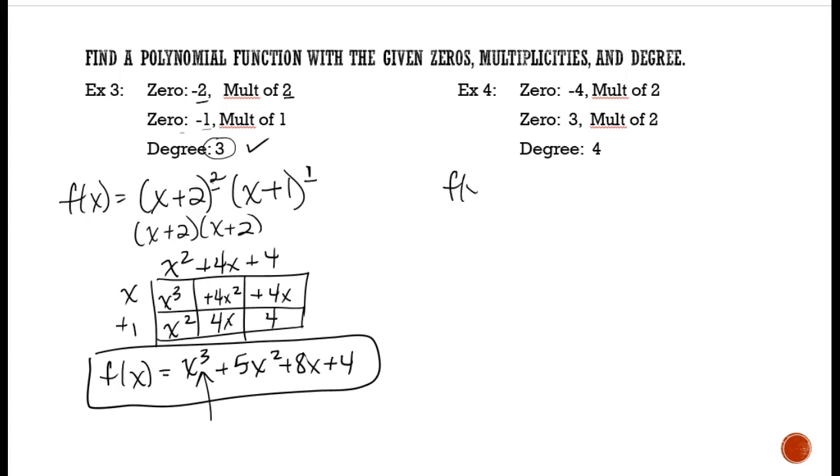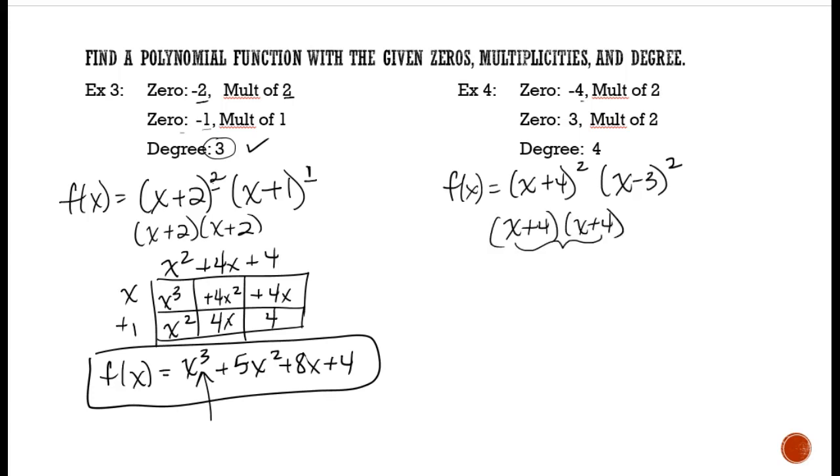So I start by creating my factors. If it's negative 4, it came from a factor with a plus 4, multiplicity of 2. If it's positive 3, it came from x minus 3 with a multiplicity of 2. All right, so if I multiply these out, I get x plus 4 times x plus 4. If I multiply those, I get x squared plus 8x plus 16. This is x minus 3 times x minus 3. X squared minus 6x plus 9.